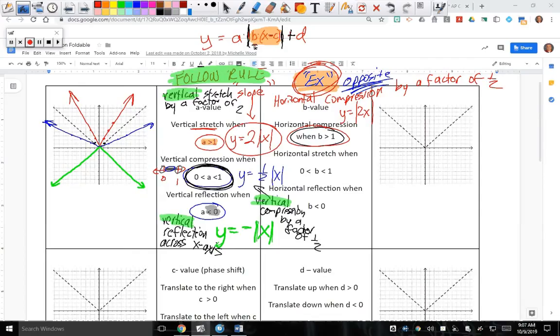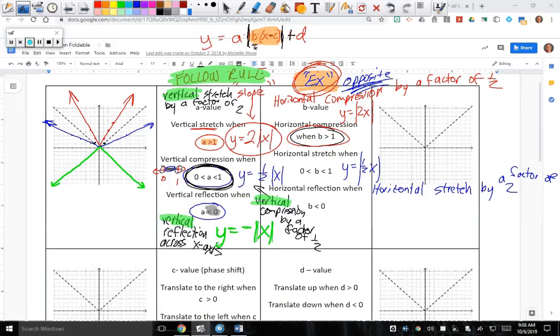So now let's go over here and say, what if b was smaller than 1 but bigger than 0? So what if I had an equation that looked like 1/2 x like this? What's the first word that I write down? Horizontal. Because it's with the what? It's with the x. So it's a horizontal. At first glance, that 1/2 looks like it's going to be a what? Compression. But we're with the x. So you're going to do the opposite. So it's a horizontal what? Stretch by 2. And you could say 2 over 1. Horizontal stretch by a factor of 2. Okay?